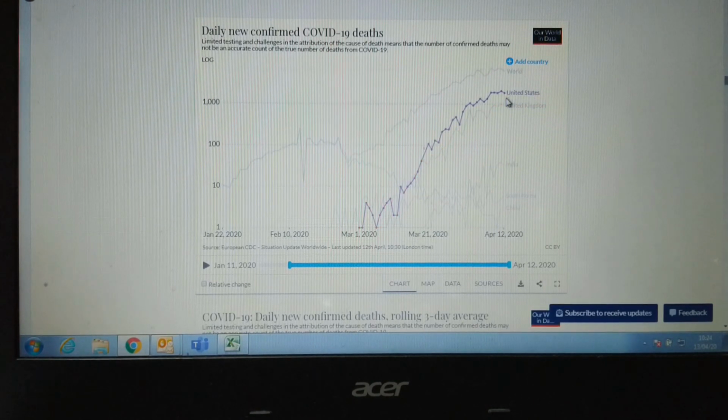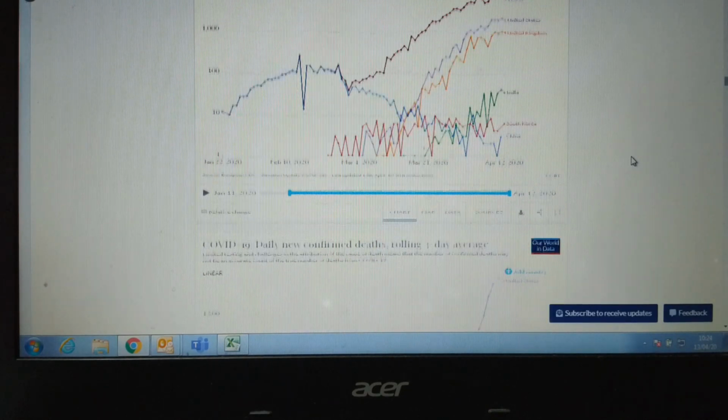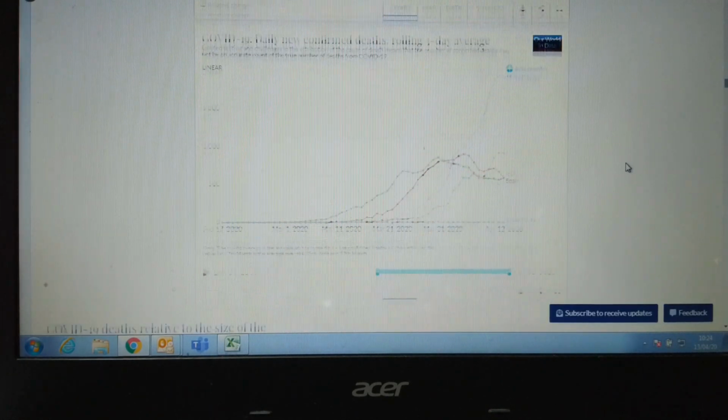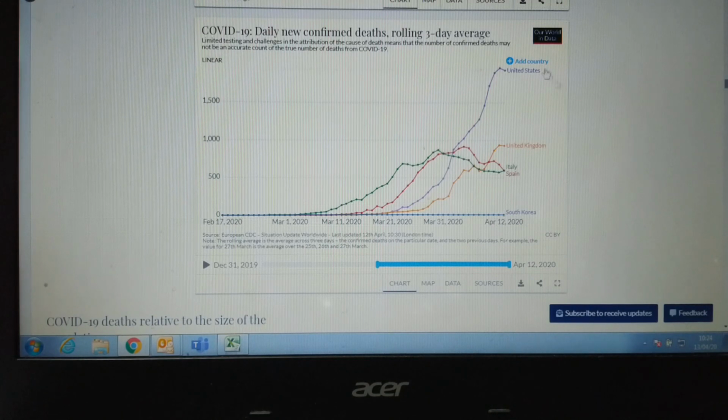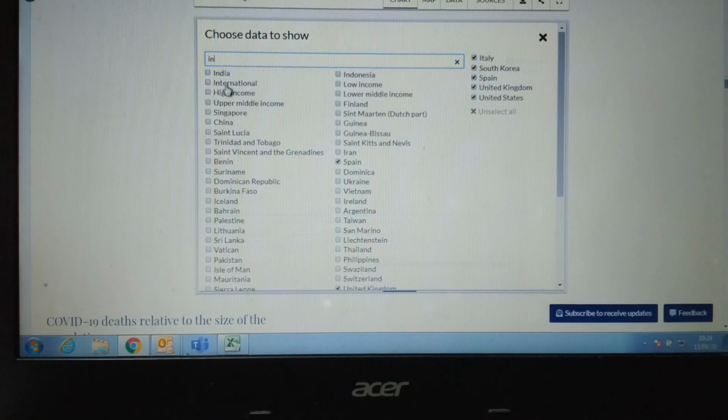United States, maybe they have started tapering down. This is attaining a plateau. United Kingdom, same. So these are a couple of countries we have talked about. We need to take this kind of curve. This is the rolling 3 days average of death. Again, we add India here and see how India is doing.